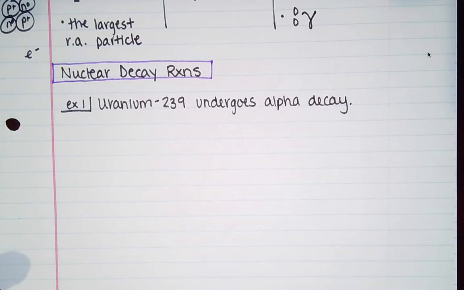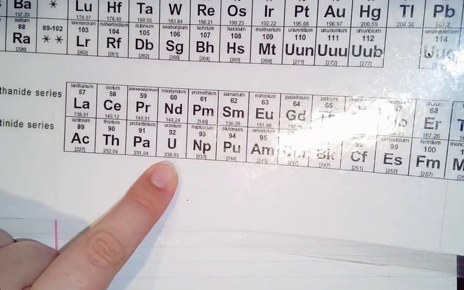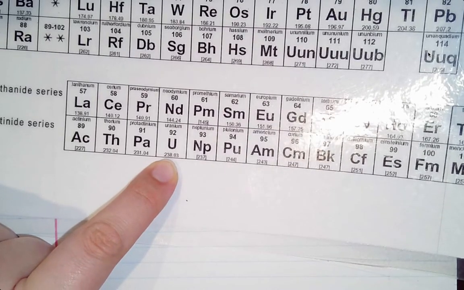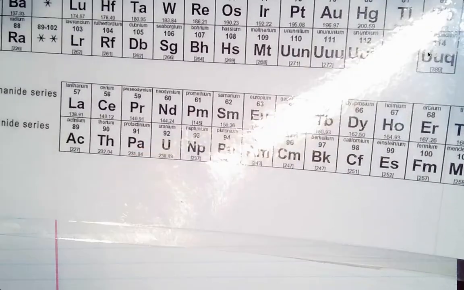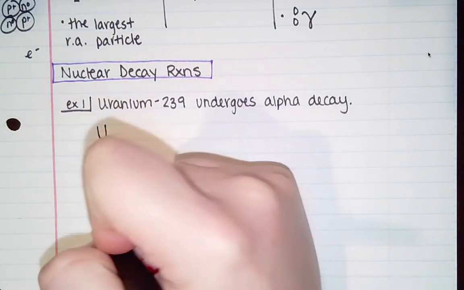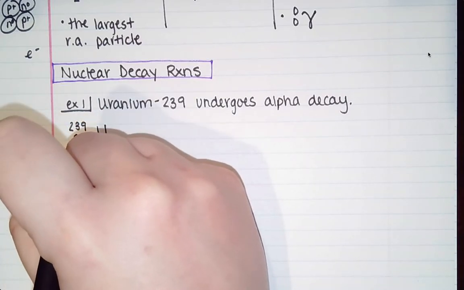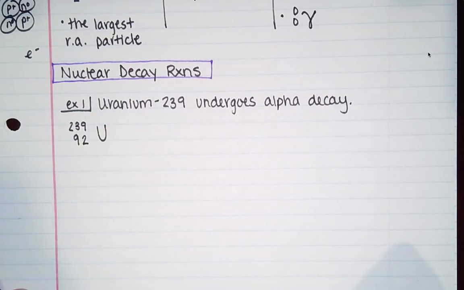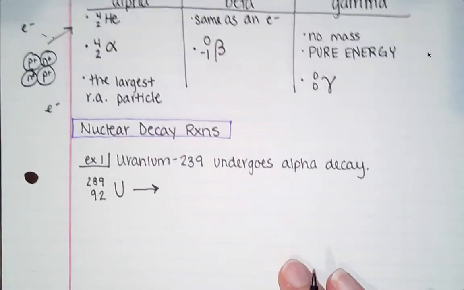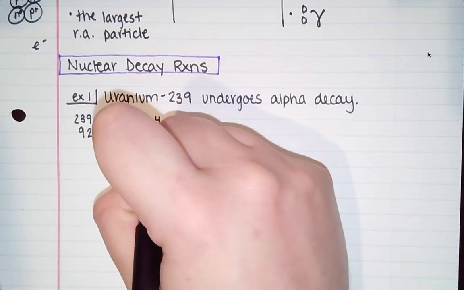Well, this is where it's handy to have a periodic table. So it said uranium, I'm not looking at this mass, it told me the isotope is 239, so I don't care about that mass number. I do care about the atomic number though, 92. So the symbol for uranium is U, 239, element 92. It undergoes alpha decay, meaning it's going to spit off an alpha particle. And if I look up here, that's the symbol for alpha particle, 4, 2, alpha.